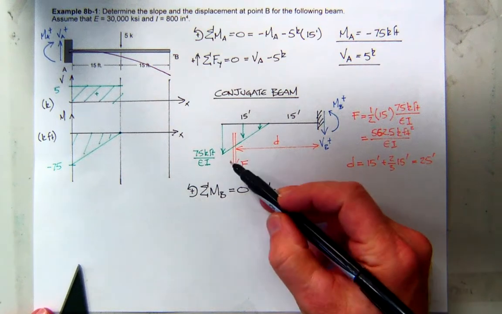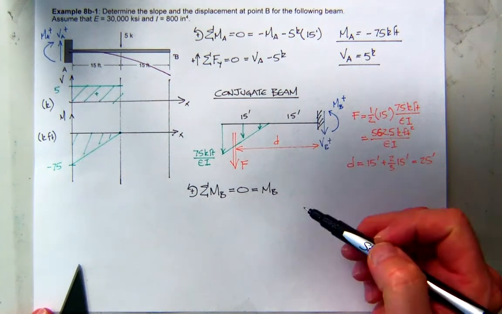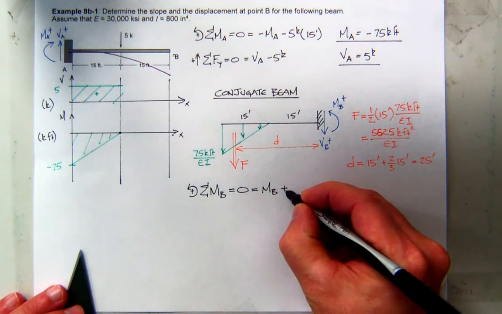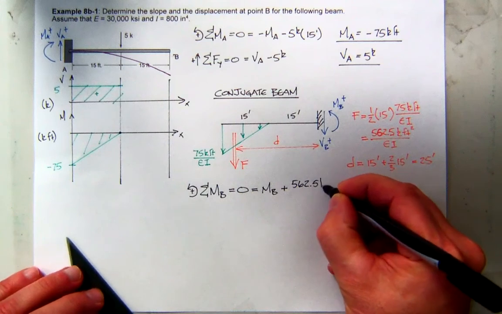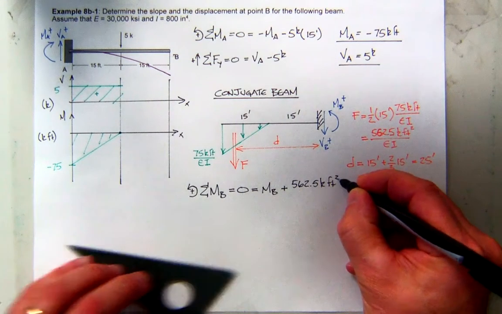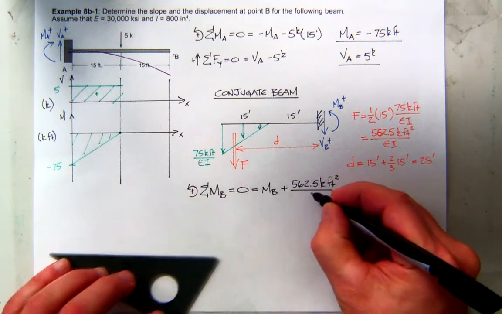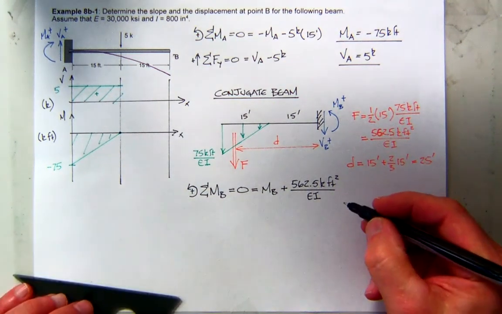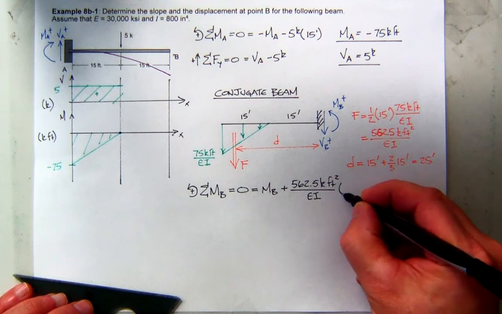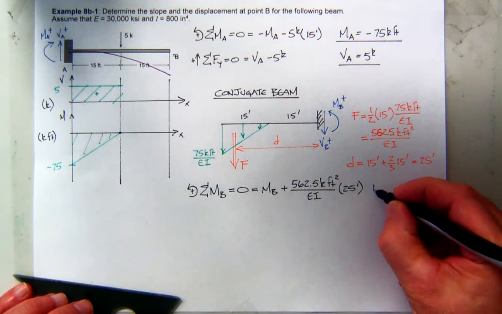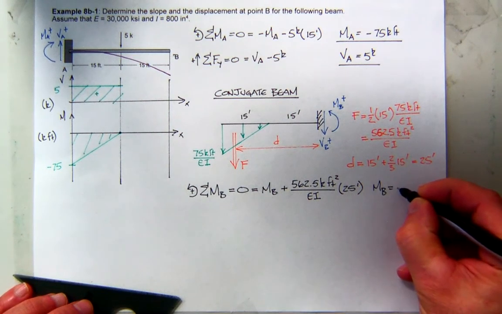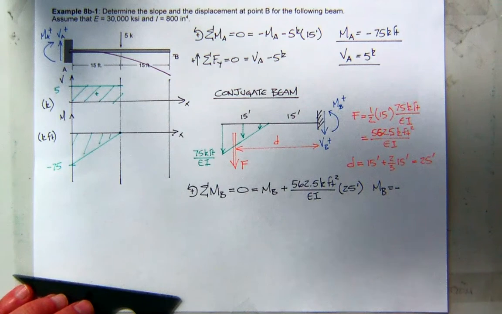And this force is going to create what kind of moment about B? Positive. And it will be the force, which is 562.5 kip feet squared divided by EI, right? Times what? 25 feet. So what is the moment going to be equal to? It looks like it's going to be negative, and whatever that times that is, probably a pretty big number now.